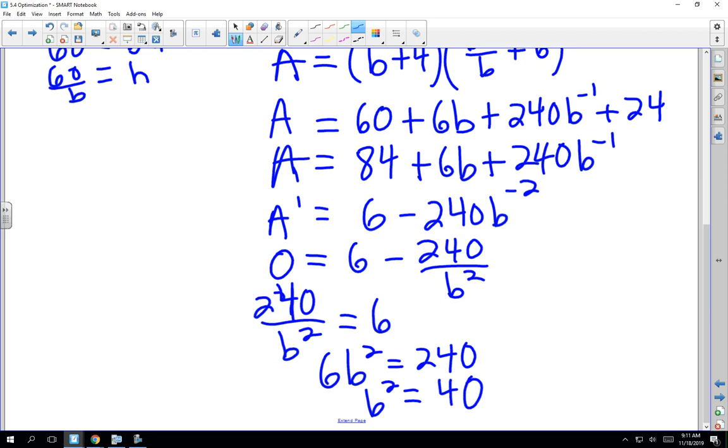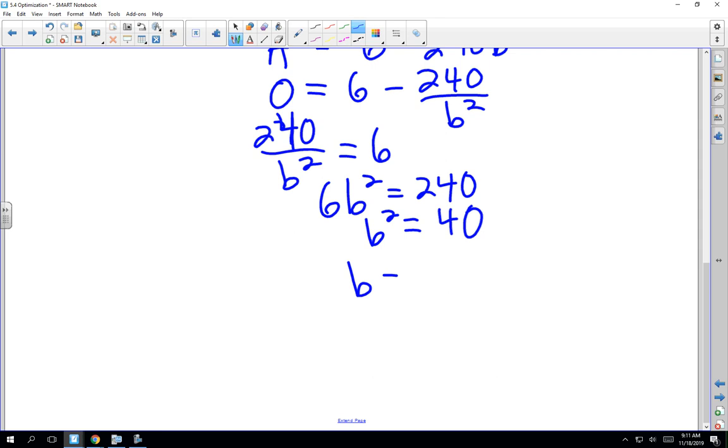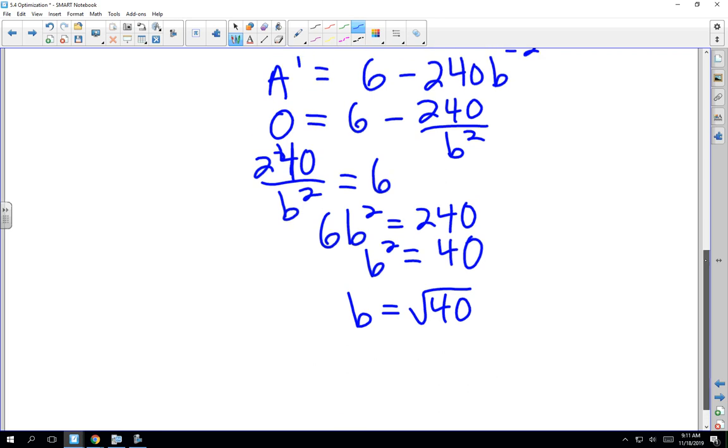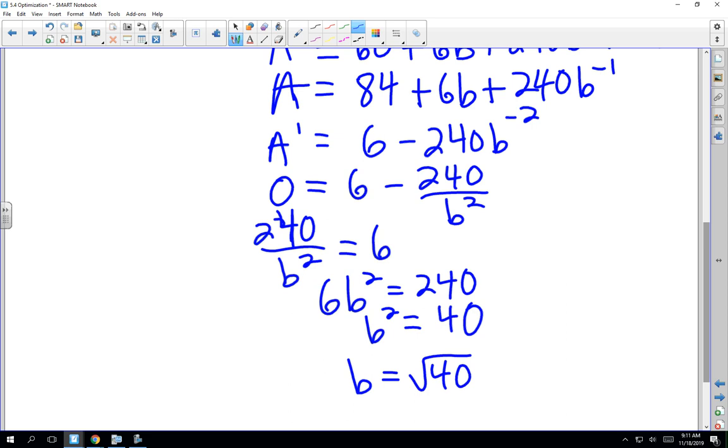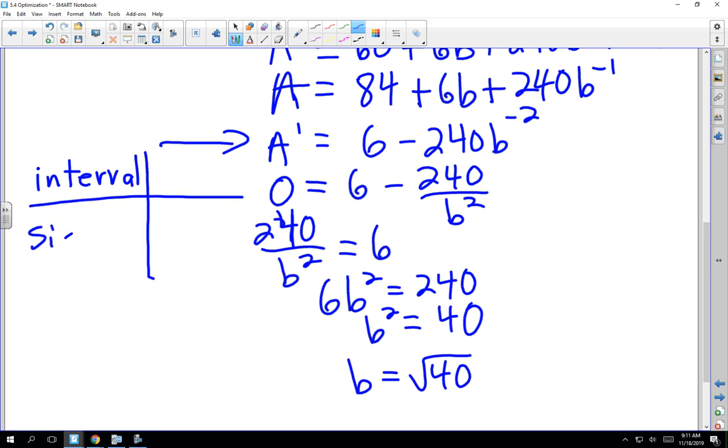Toss out the negative version of that. So b equals the square root of 40. B equals square root of 40. And then we just have to use the interval test here, going back up to A prime right here. We've got intervals and the sign of A prime.